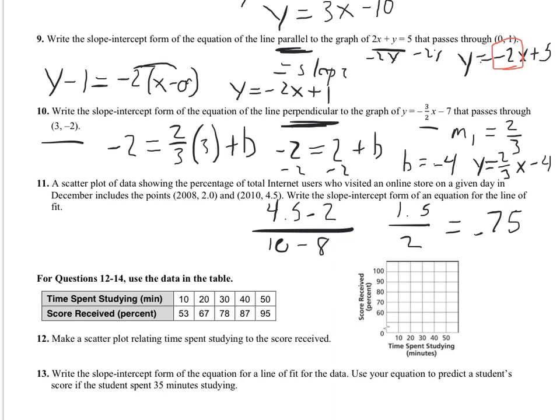Now, let's pick a coordinate. Well, let's just take this one because it doesn't have a decimal, or I don't have to use the decimal, 2, 0. And I'm going to use slope-intercept form. So I'm going to say that y is 2 equals 0.75. Ooh, excuse me. Let's not do that.